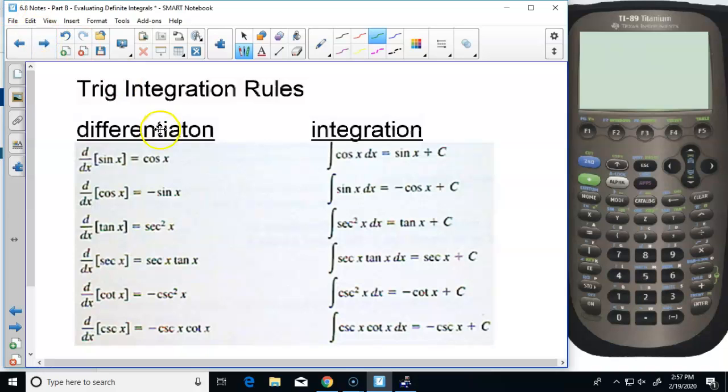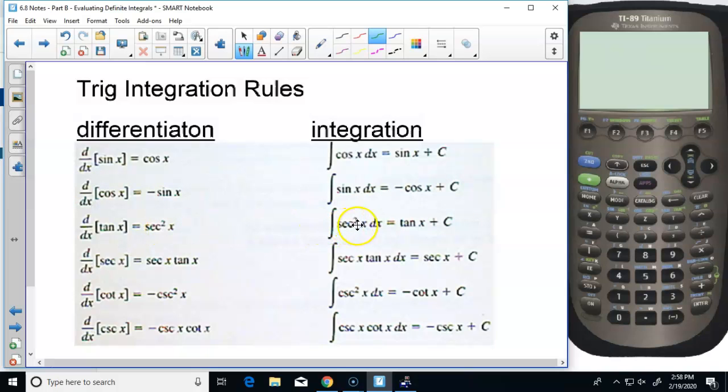I have put these side by side because the derivative of sine is cosine, so the integral of cosine is sine. The derivative of cosine is negative sine, so the integral of sine is negative cosine. Notice signs are switched here, so integral of cosine is positive sine. The integral of sine is negative cosine. So I put them side by side so that you see how they relate.